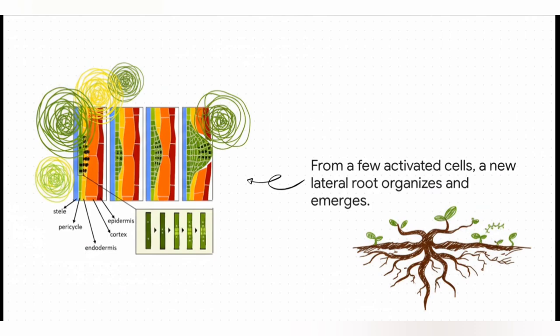And you can see that incredible journey right here. It starts with just a handful of activated cells deep inside the parent root. They multiply, they form a little dome, and then they physically force their way through the outer layers to break out into the soil. And just like that, a new root is born.